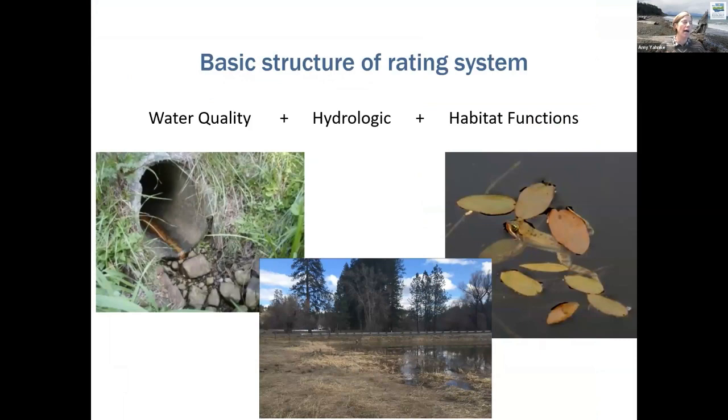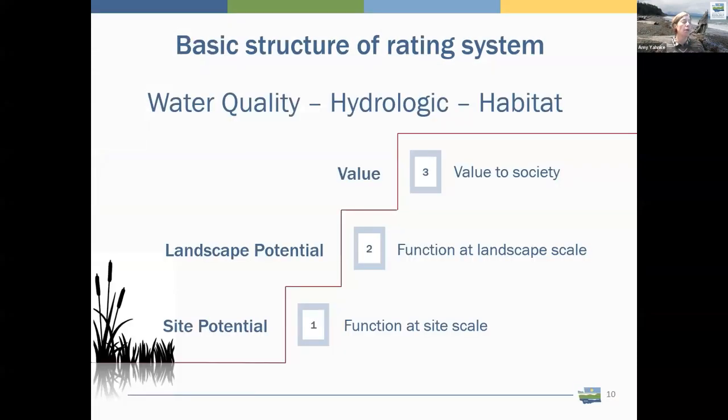So now I want to give you an idea of how the rating system works. Wetland characteristics are rated in terms of their water quality, hydrologic, and habitat functions. Concepts of flood storage and shoreline erosion are included in the questions for rating hydrology. And the rating system is a qualitative assessment model. So it uses indicators to make assumptions about how well a wetland performs these functions relative to other wetlands of the same type. The most recent update to the current rating system model was published in 2014.